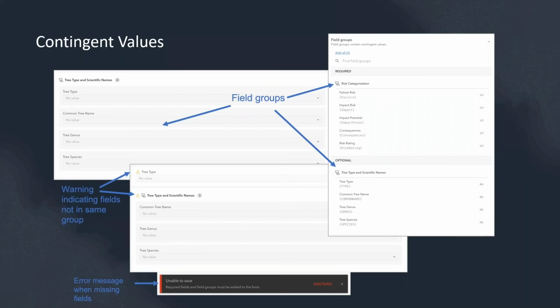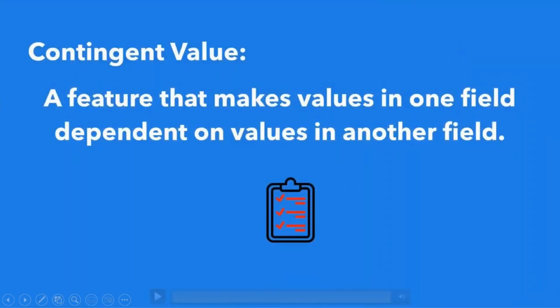Also, Esri has dramatically improved the form authoring experience to better support field groups. So next, my colleague will show you how contingent values work in Field Maps.